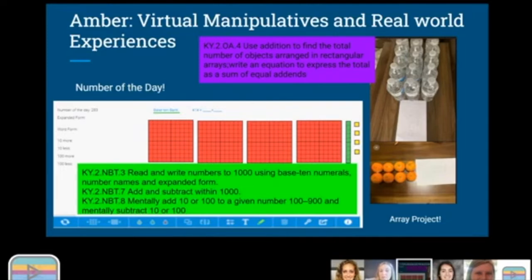Now we know multiplication is not a 2nd grade standard, but she still added that in there, and those 3rd grade teachers are going to be so happy when those 2nd graders come up knowing that repeated addition and multiplication are the same thing pretty much. So just another fun way to make the work more engaging and more relevant for their kids.